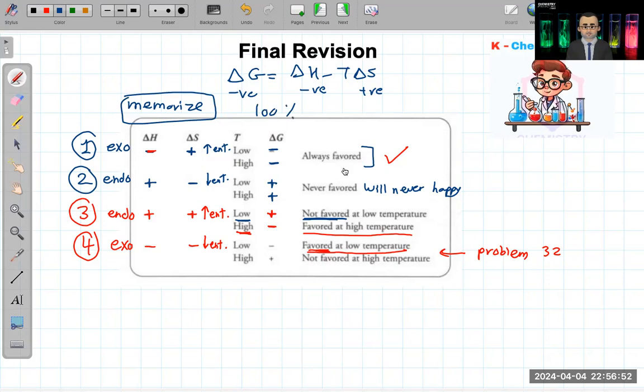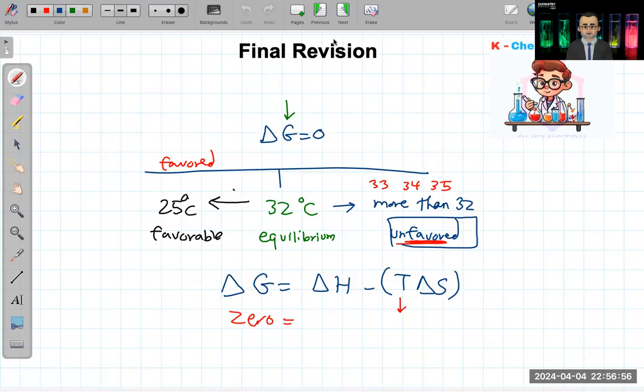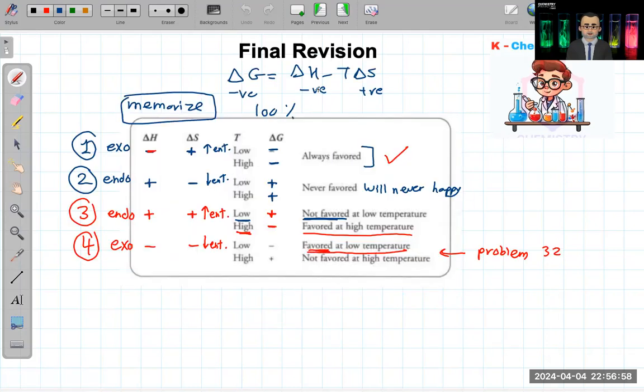So these are the different cases, and I need to know also how to apply them, the same as we did here. I need to understand what this means. Like in the problem that we have just solved, 32 and more at high temperature is unfavored, but less than 32, it was okay.